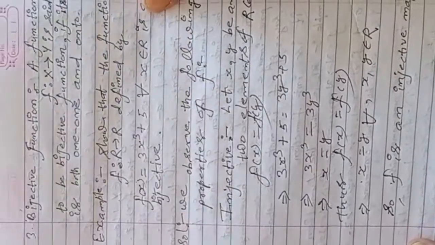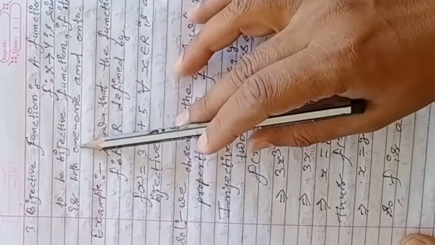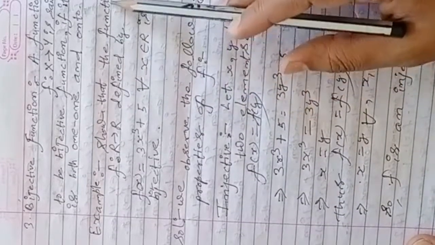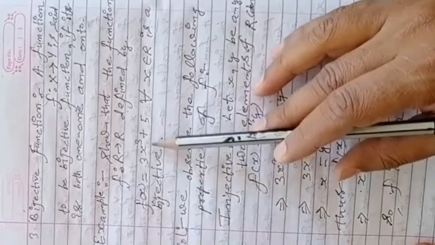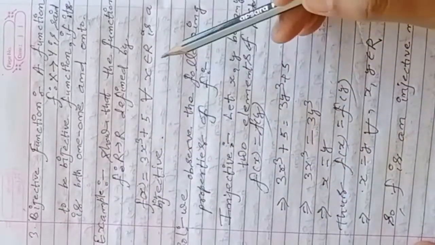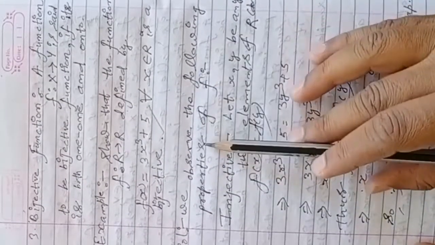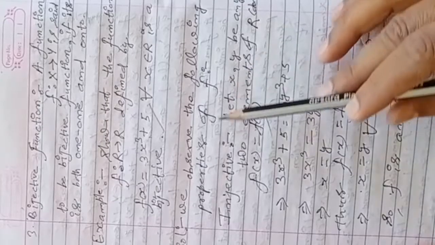Third function we have is bijective. A function f such that X belongs to Y is said to be a bijective function if it is both one-one and onto. Example: the function f such that R are related by f(x) = 3x³ + 5 for all x belongs to R is bijective. So we observe the following properties. If it is satisfying them, then it will be bijective.